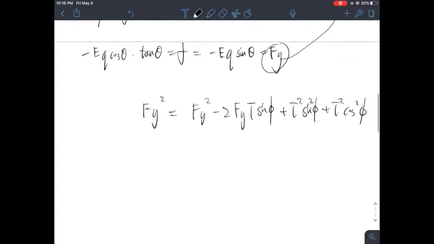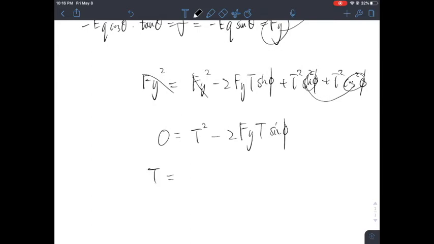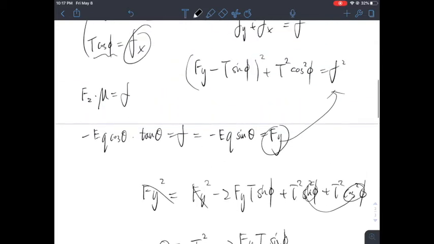So now we have this expression here. Let's cancel out some terms. Fy cancels, sine squared theta plus cosine squared theta equals 1, so we have t squared, and t squared minus 2 Fy t sine theta equals 0. Then we divide both sides by t, and we get t equals 2 Fy sine phi. So that's a very good result for t.